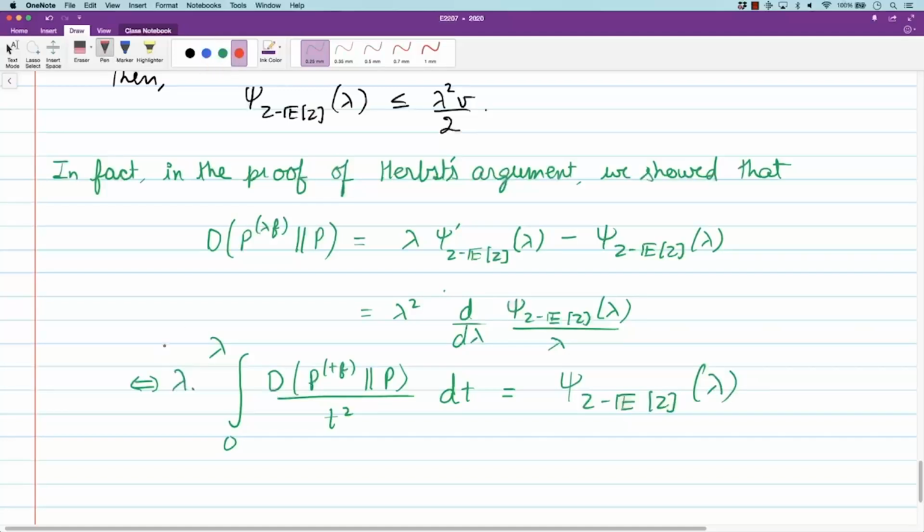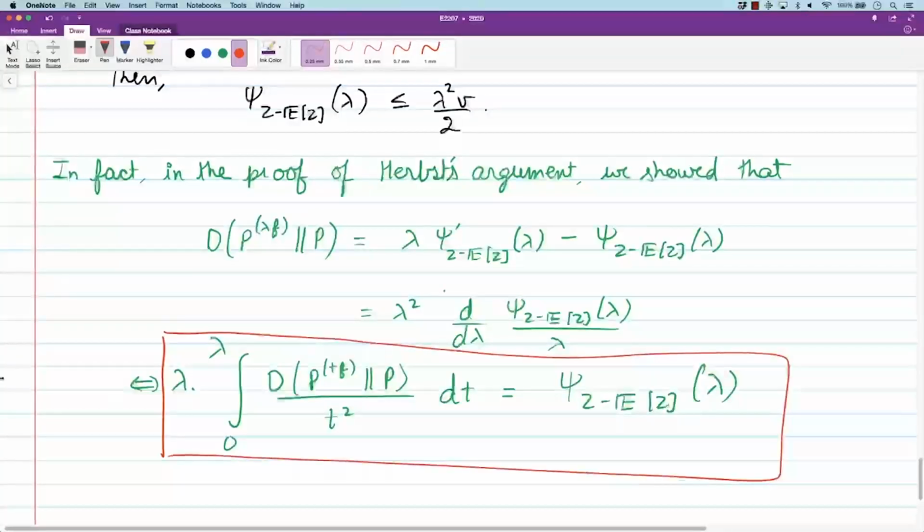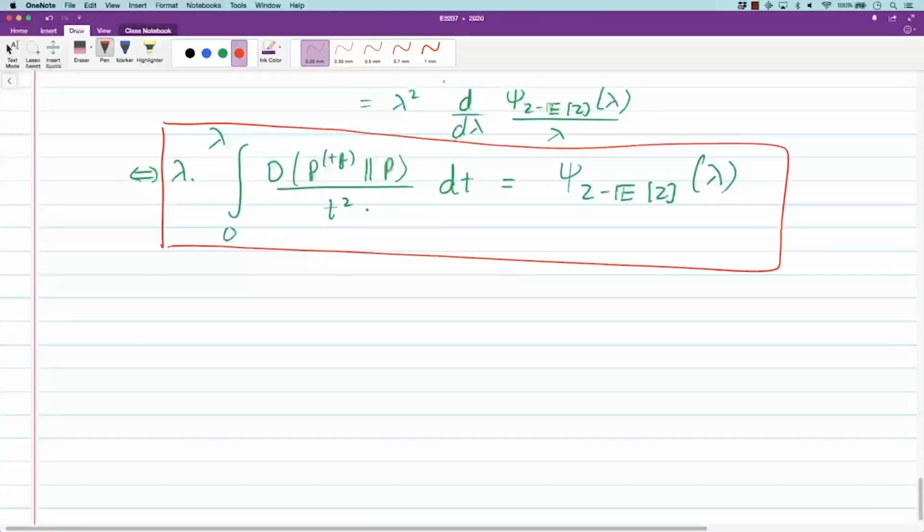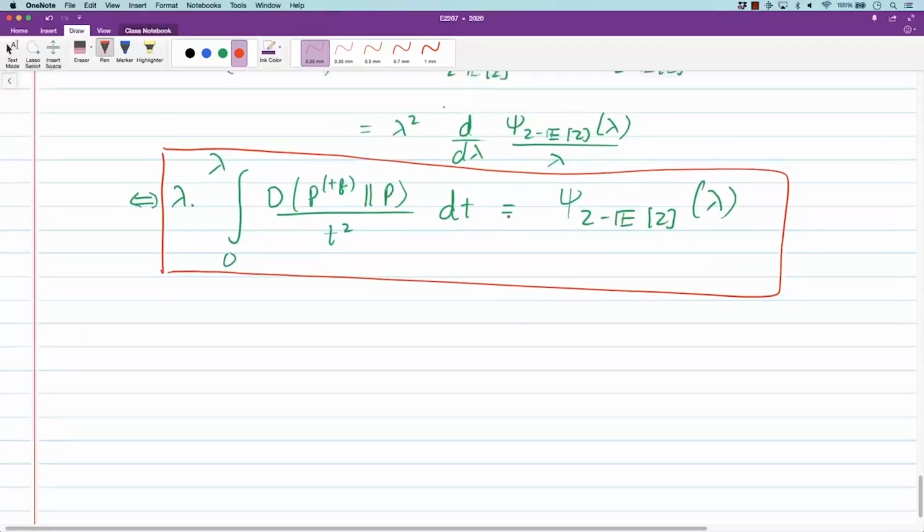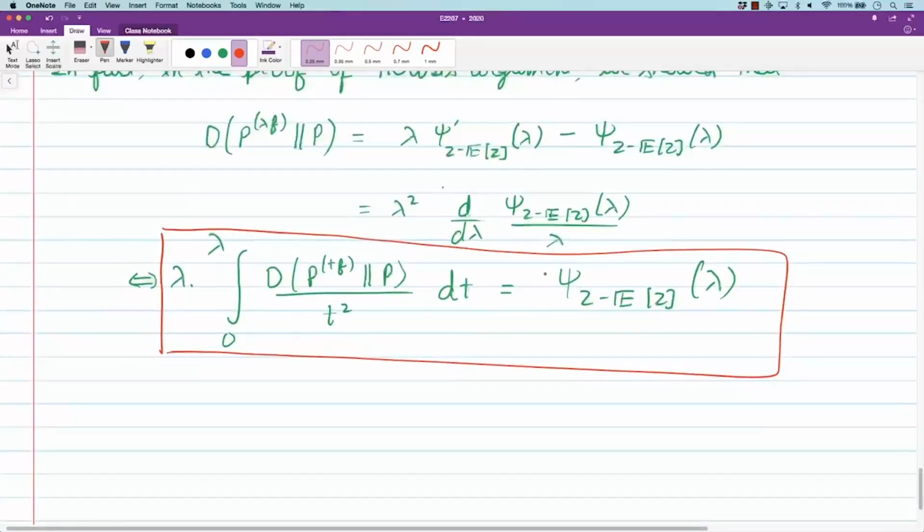That's a very nice formula for the log moment generating function. So it says the log moment generating function is this integral from 0 to lambda of the tilted divergence from p by t squared dt. Tilted divergence by t squared dt. So you take p, you change it a little bit to get p tilted by tf. This is the distance between the two.